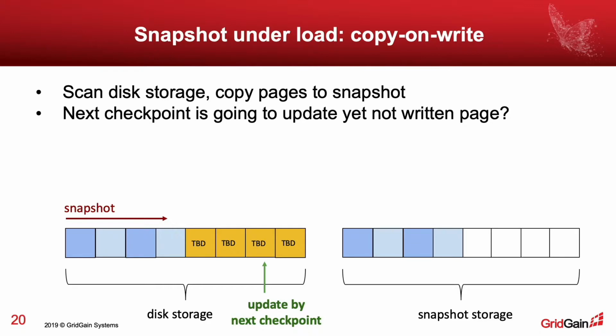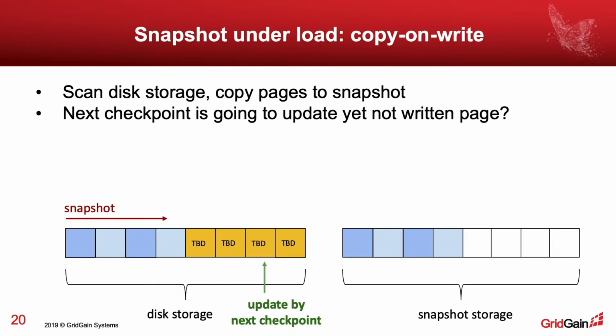Checkpoints update the state of pages on disk, and when we create a snapshot, we want a consistent state that represents the state of the system at a certain point in time. If pages that were not yet written by the snapshot are modified by the checkpoint, we will bump into a problem. Our state will not represent the state of the system at that point in time.